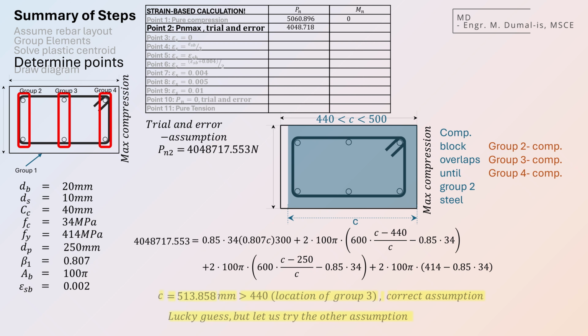Now we plug in all known quantities. The only unknown left is c. Solving gives us c equals 513.858. That falls within our assumed range, so our assumption is valid.